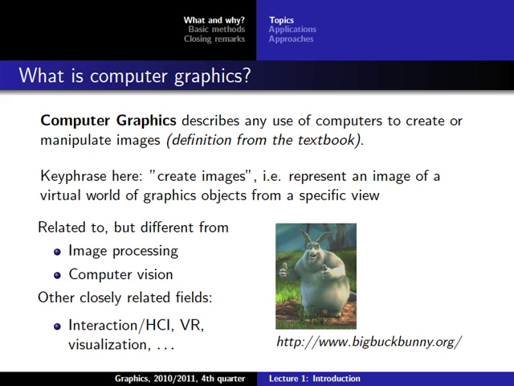If you look at what the book says about computer graphics, it says computer graphics describes any use of computers to create or manipulate images. And the important part here is this create images, not so much the manipulation. So basically, when we talk about computer graphics in computer science, we mean we create an image of some virtual world that contains some graphical objects from a specific view. So we create a realistic image of a virtual world.